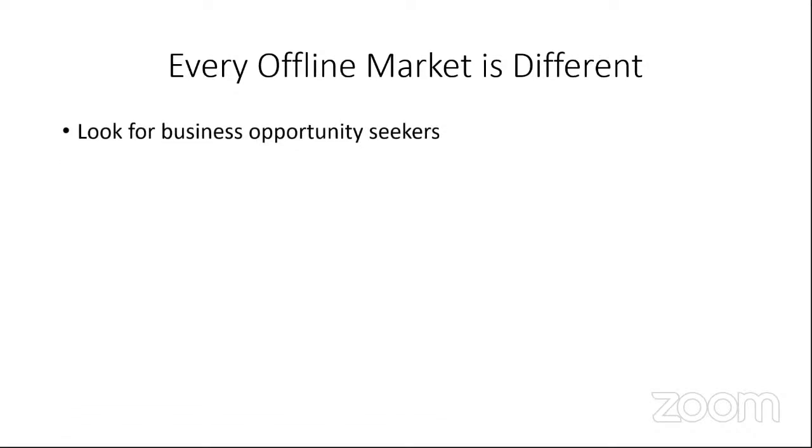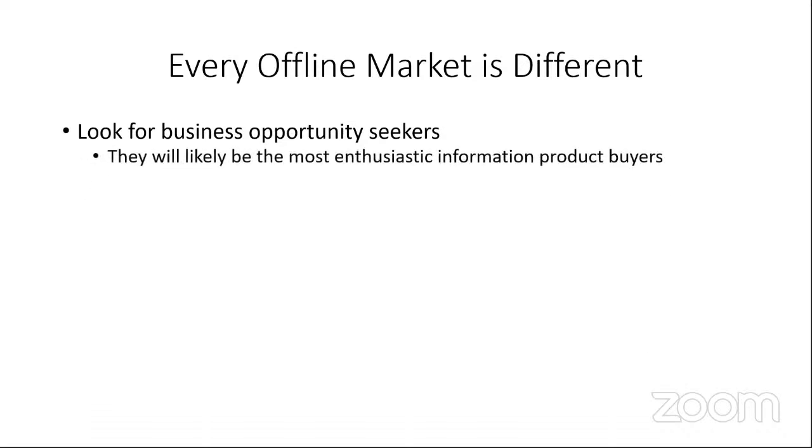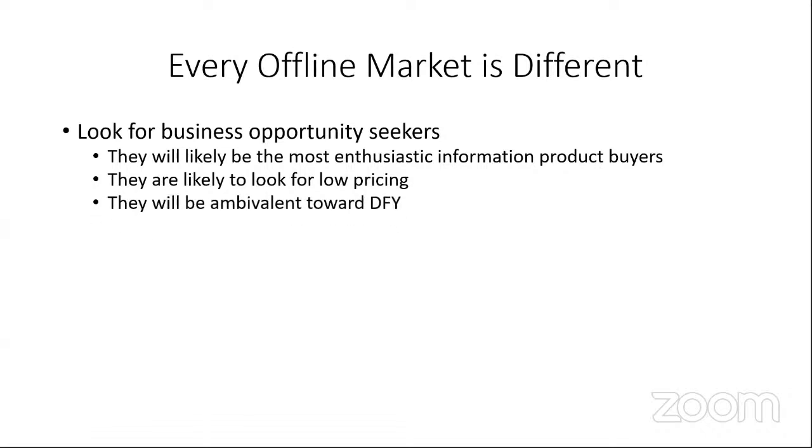And so you've got to be looking for the business opportunity seekers, right? So you're not always going to be looking at necessarily people who own brick and mortar businesses. Business opportunity seekers are going to be the most likely enthusiastic information product buyers. They're going to be looking for low pricing, so you've got to be aware of that. They're going to be ambivalent toward done for you. So in other words, if you're trying to convince them you're going to do everything for them, they're not necessarily going to be all that interested in that. And this is the market that you're looking for offline.